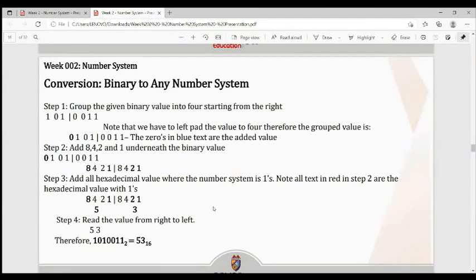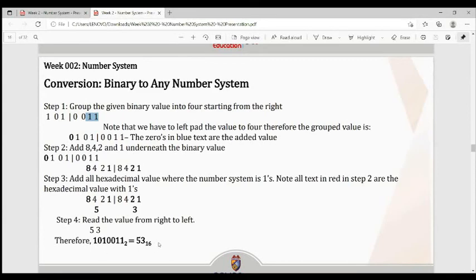So, lahat ng may 1, yun lang yung kukunin mo yung value niya. Then, add all hexadecimal value where the number is ones. Note, all text in red in step 2 are the hexadecimal value. So, here, ang may value lang is etong may 1, 1. So, we have 1 and 2, kaya 3 yun. 1 plus 2 is 3. Then, dito naman, 1, 2, 4. So, 1 plus 4 is 5. That's why we have 5 here. So, the answer now is 53.